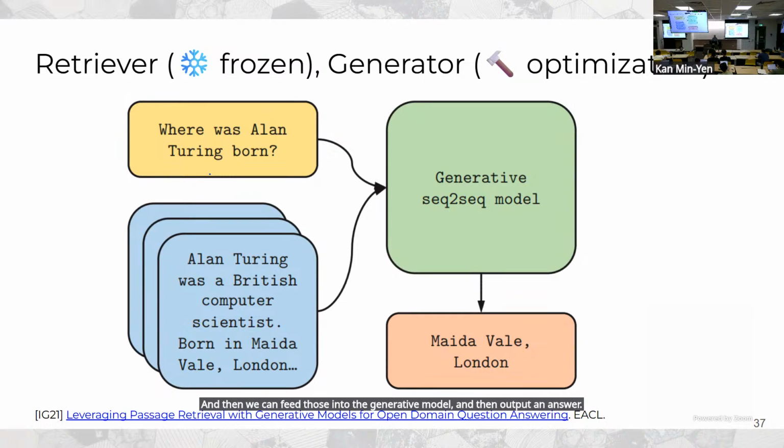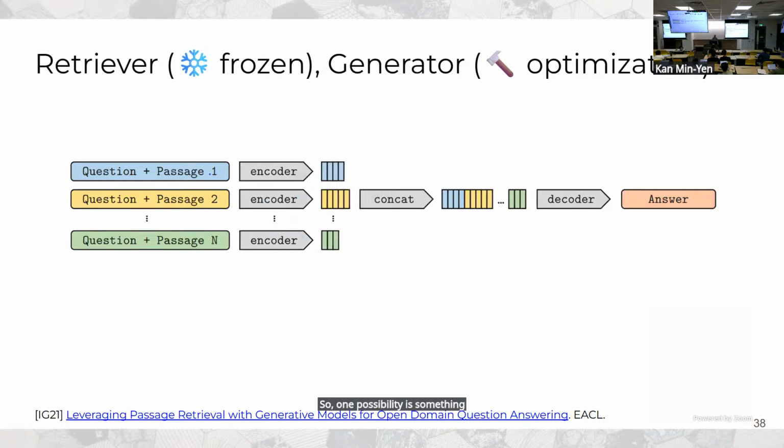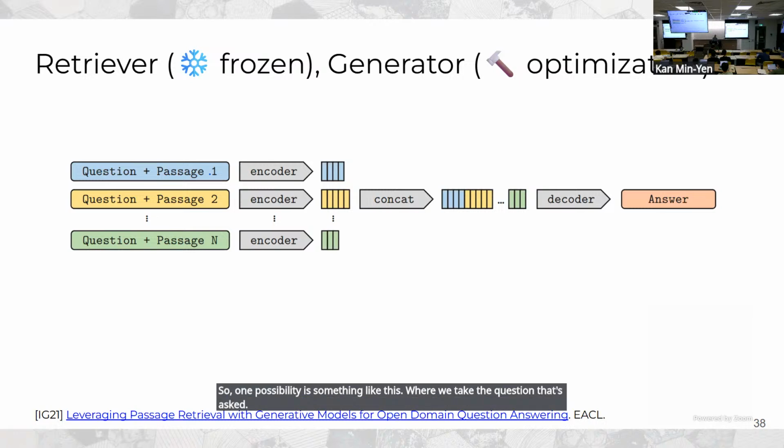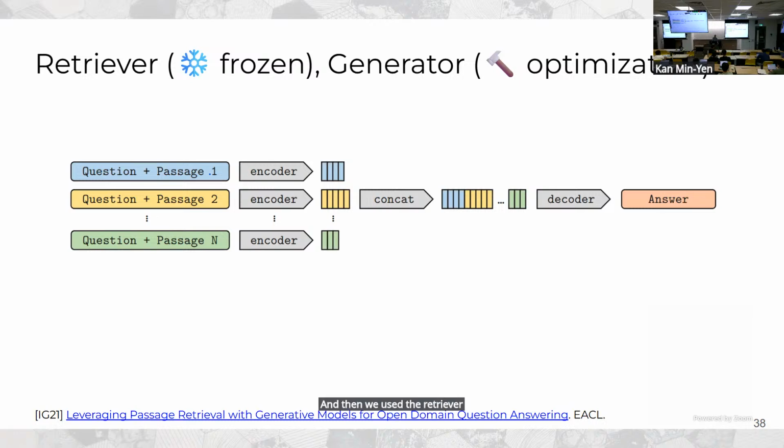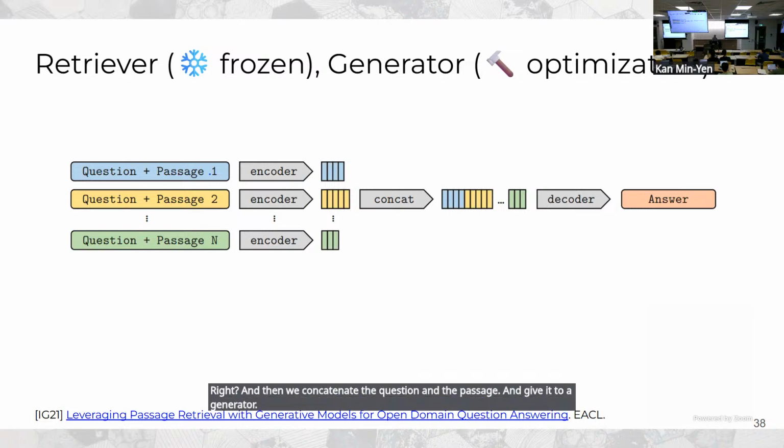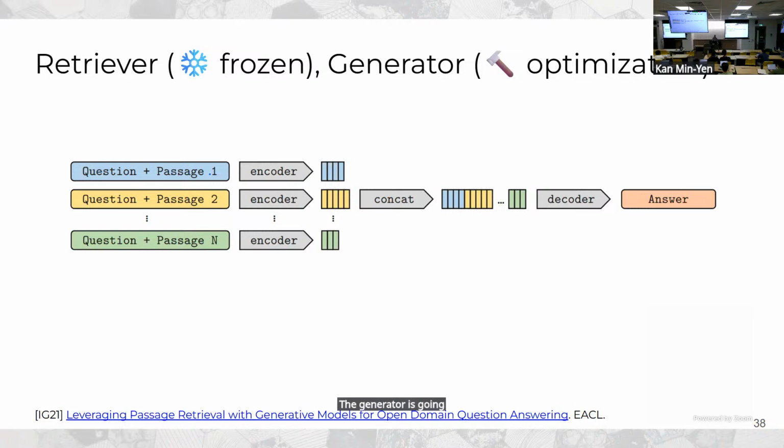So one possibility is something like this, where we take the question that's asked, and then we use the retriever to get out a number of passages here. And then we concatenate the question and the passage and give it to a generator. The generator is going to encode them into a set of tokens, and then we take these tokens and concatenate them together. And then we decode an answer.